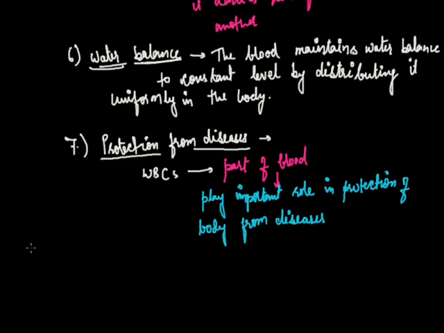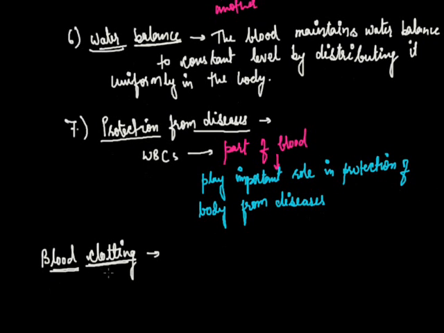The next topic we are going to start is blood clotting. We define blood clotting: blood forms a clot at the site of injury and thus prevents further loss of blood, and this procedure is called blood clotting.